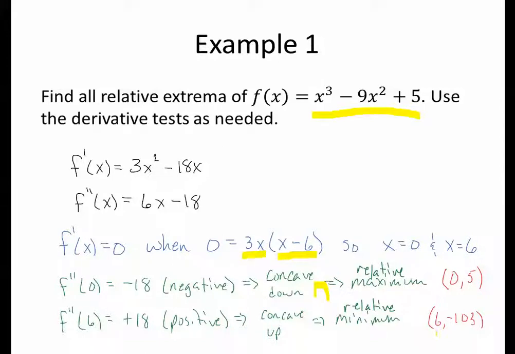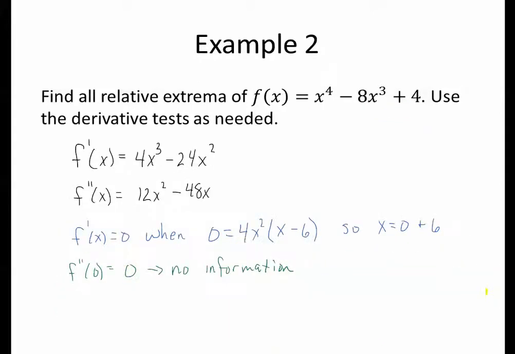And if I substitute 6, once again, back into the original function, I find that my y value is negative 103. For polynomials, the second derivative test is much easier to use than doing test points and finding increasing and decreasing using the first derivative test.